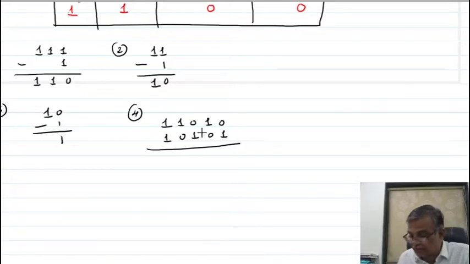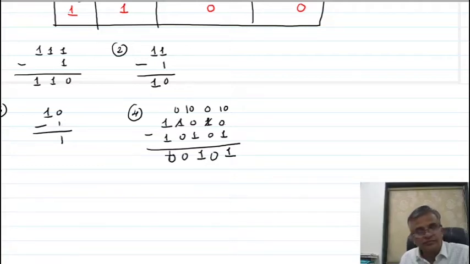Subtraction starts from the left hand side. 0 minus 1, so you have to take a borrow. So I am taking, this is 0, this is 10, this is your 1. This is 0, this is 0, 10. 10 minus 1 is 1. So in this way you have to do the subtraction.